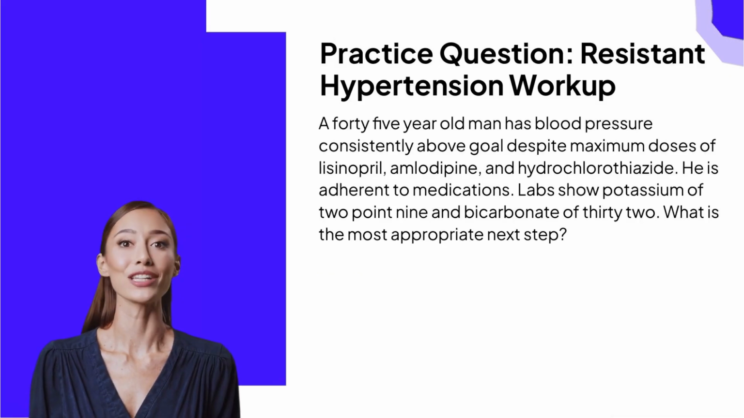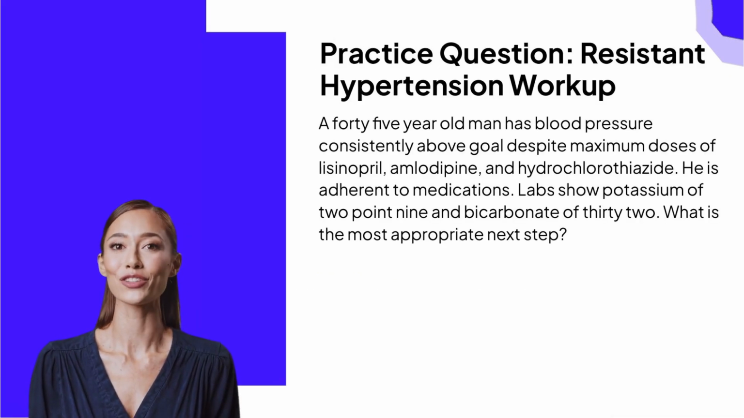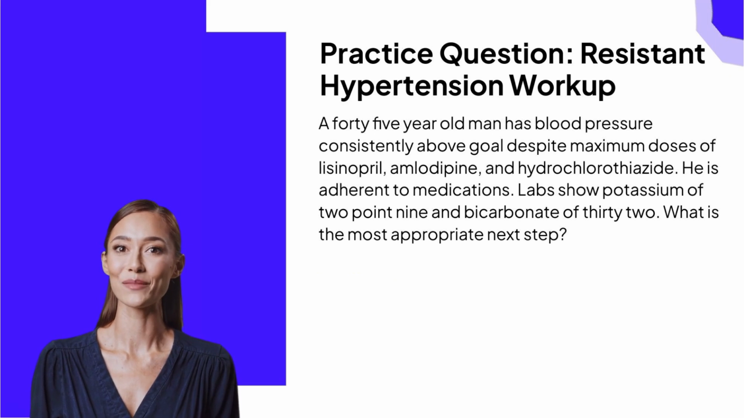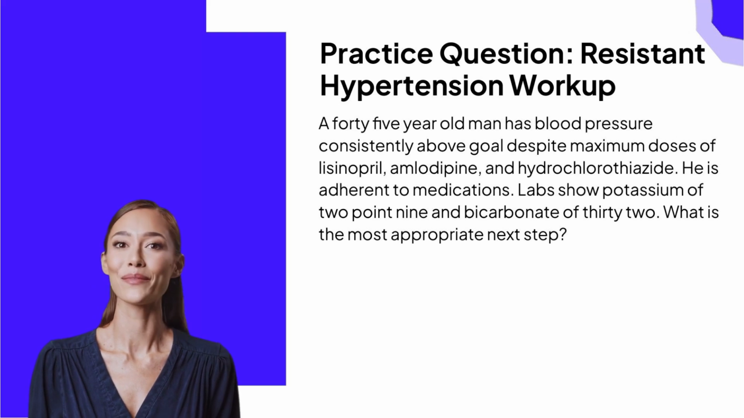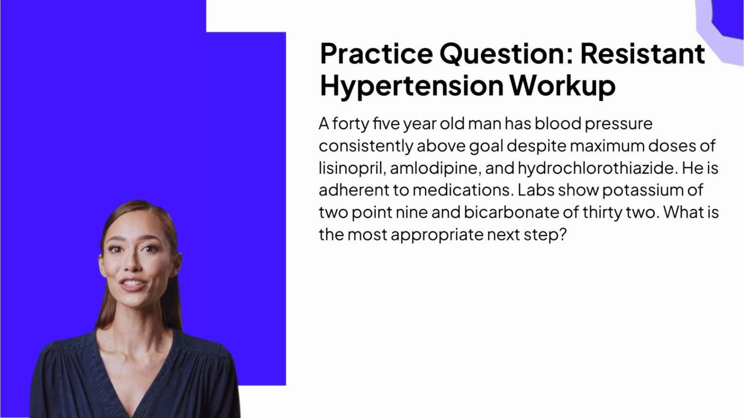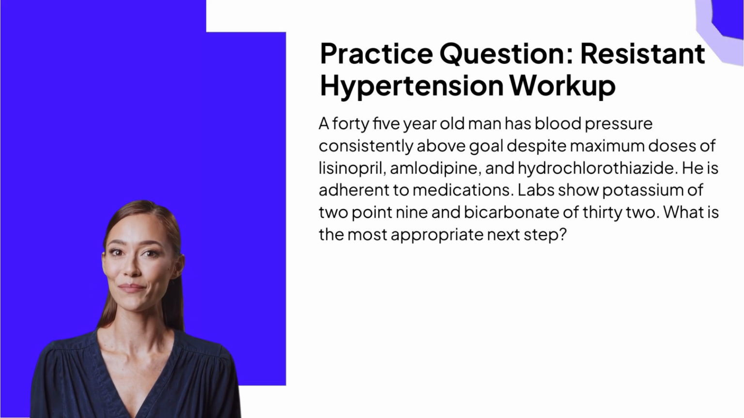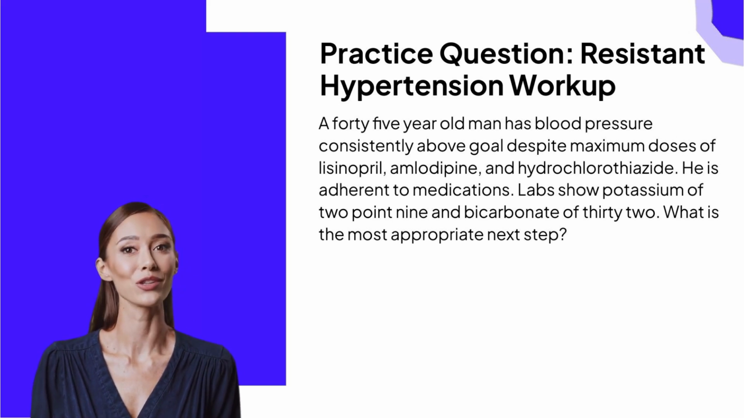Let us work through another classic scenario. A 45-year-old man has blood pressure consistently above goal despite maximum doses of lisinopril, amlodipine, and hydrochlorothiazide. He is adherent to medications. Labs show potassium of 2.9 and bicarbonate of 32. What is the most appropriate next step? Notice the specific lab values in this question.